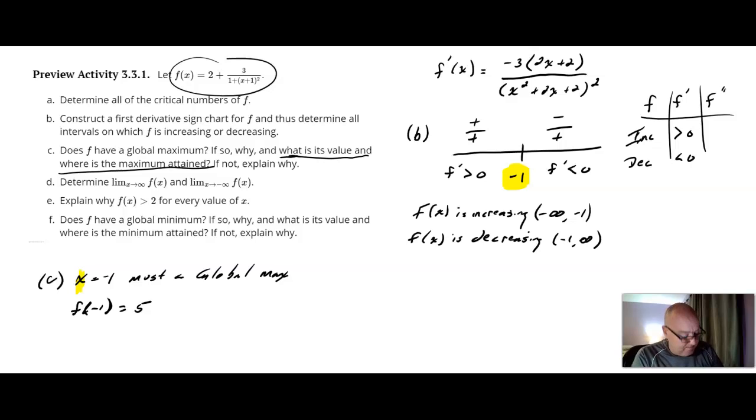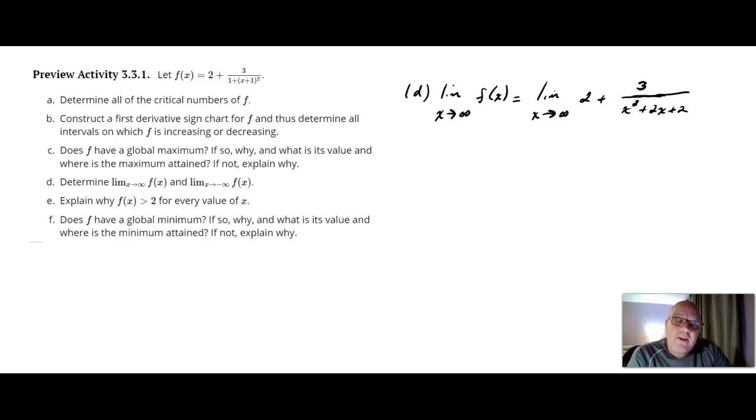Let's move on to part D. We're asked to take the limit as x approaches infinity of f of x. We're trying to figure out how f of x behaves here. What do we know? We know that there's one global maximum at x equals -1. We know the function is increasing as it approaches -1. It's decreasing as it leaves -1. But what's happening at the extreme values of x? So what's this function doing when x gets really, really large?